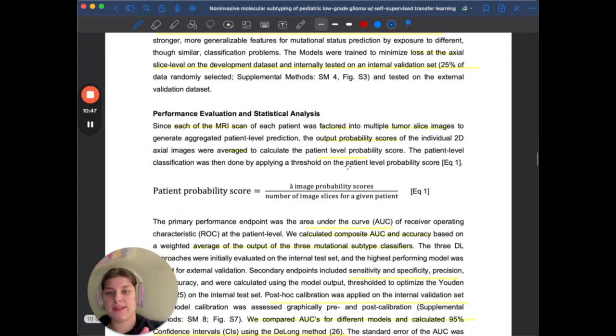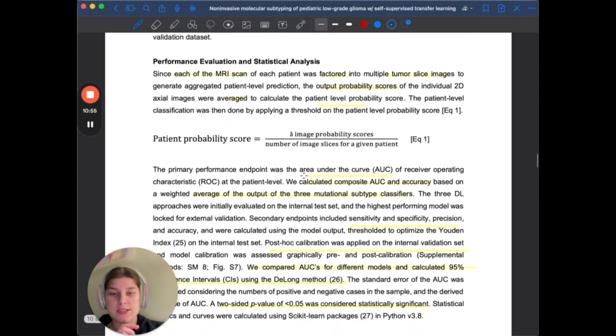So to make sure these scores were averaged out to give a probable patient score, they did this with the threshold, and here's the calculation they did. After that, they calculated the area under the curve, which had the accuracy, and that weighted output gave the different output of the 3 mutational subtype classifiers.